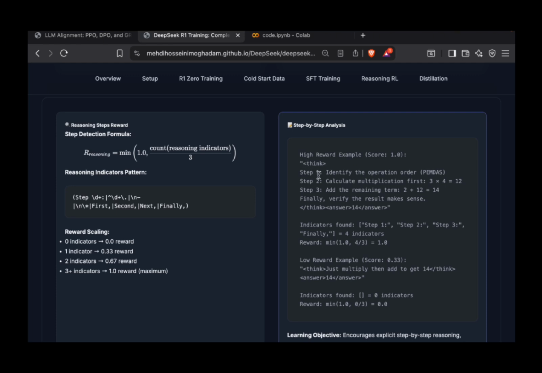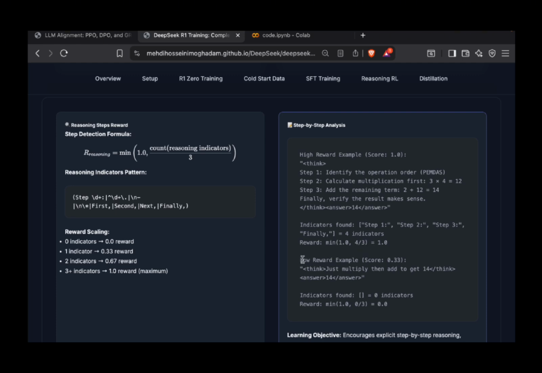we have step 1, identify the operation orders. Step 2, calculate multiplication first. Step 3, add the remaining term. And then finally, verify the result makes sense. This would be exactly what we want, the best answer that we can have. So the indicators are step 1, step 2, step 3, finally, so for 4 indicators the reward would be the minimum of 1 and 4 over 3, which is 1.